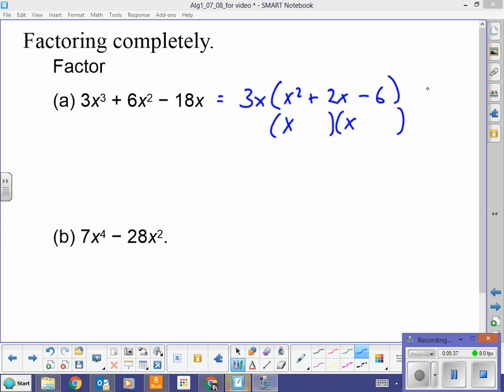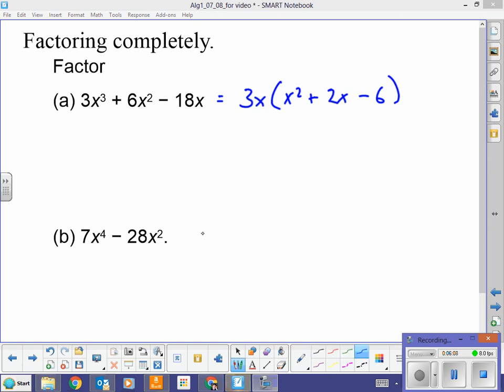So I'm thinking 6 is going to be 6 and 1, 1 and 6. That'll give me a 5 or 7. It'd be 2 and 3, which will get me a 5 or a 1. So it's not looking like I can factor this any further. So this is factored completely. I cannot do this one any further.